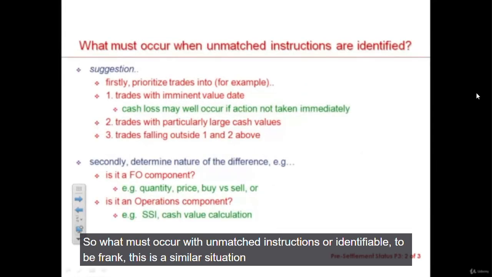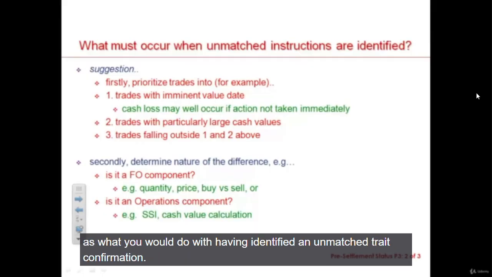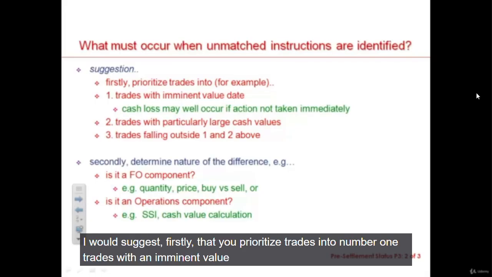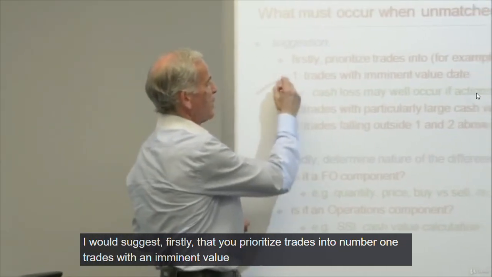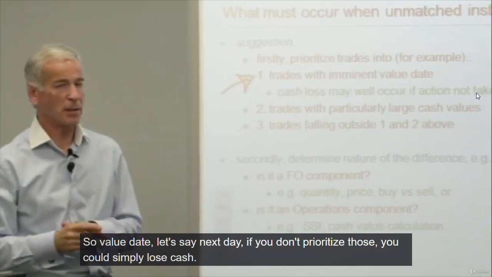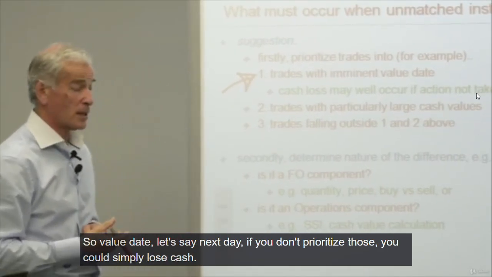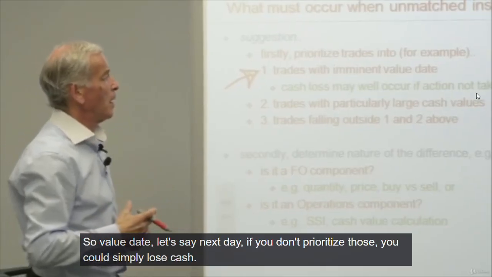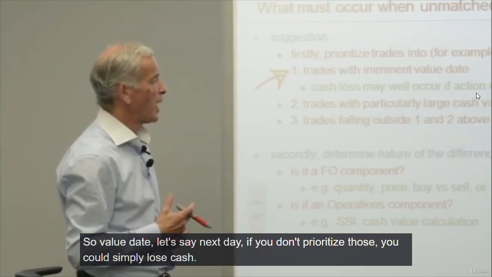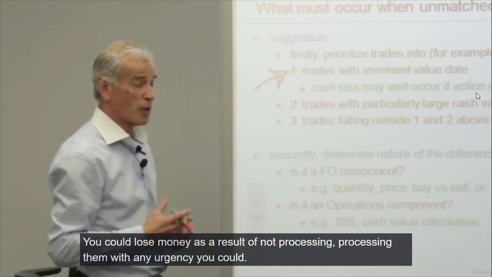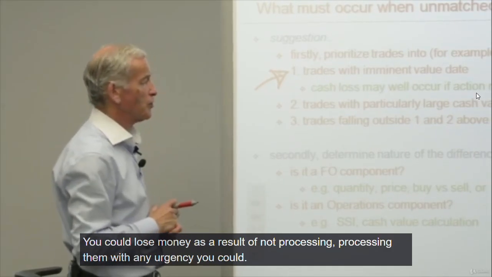So what must occur when unmatched instructions are identified? Well, to be frank, this is a similar situation to what you would do on having identified an unmatched trade confirmation. I would suggest firstly that you prioritize trades into, number one, trades with an imminent value date. So value date, let's say, next day. If you don't prioritize those, you could simply lose cash. You could lose money as a result of not processing them with any urgency.